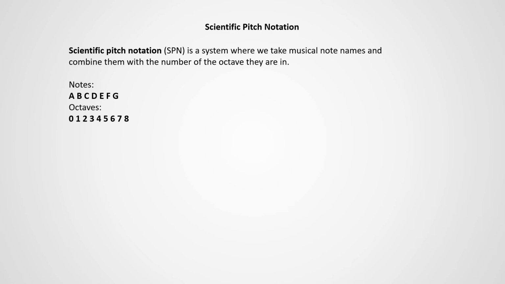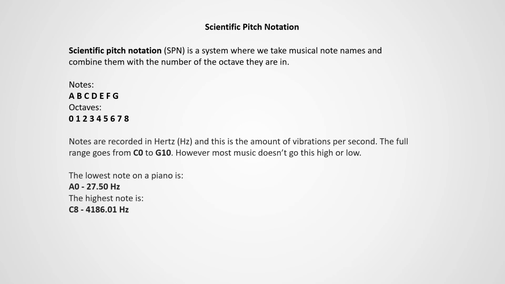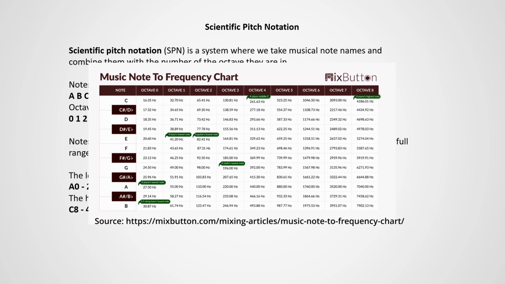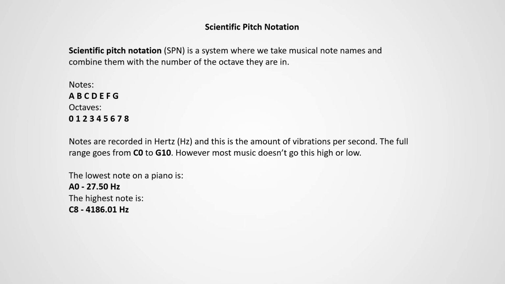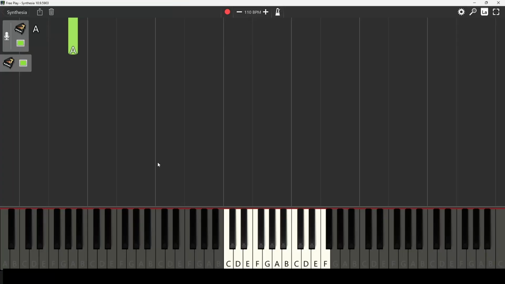So we have the notes and we have the octaves. Notes are recorded in hertz, and this is the amount of vibrations per second. The full range goes from C0 to G10. However, most music doesn't go this high or low. The lowest note on a piano is A0, and the highest note is C8. So if I play the lowest note on the piano, it's A0.